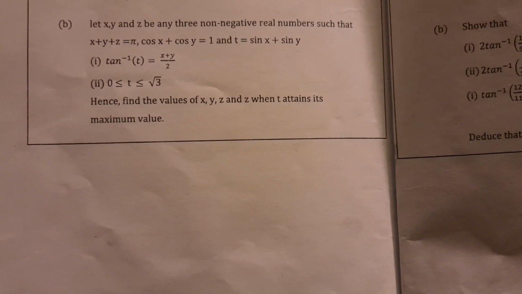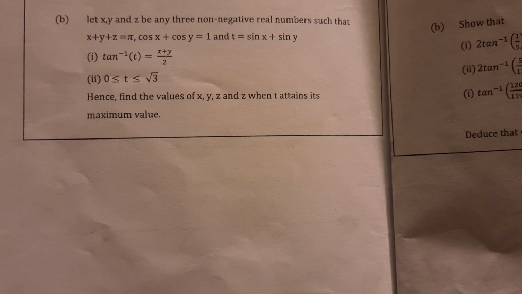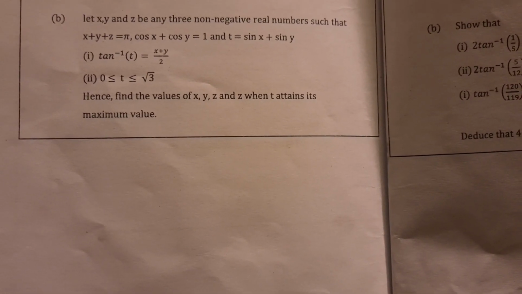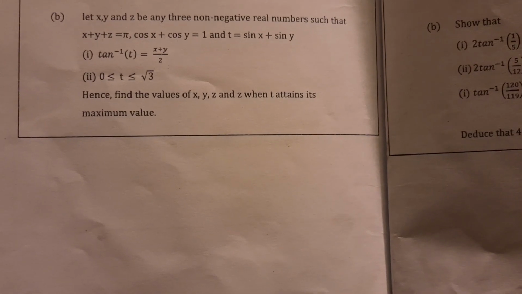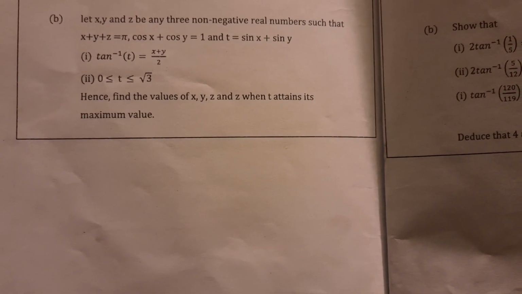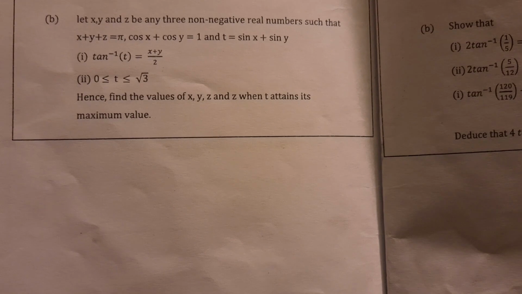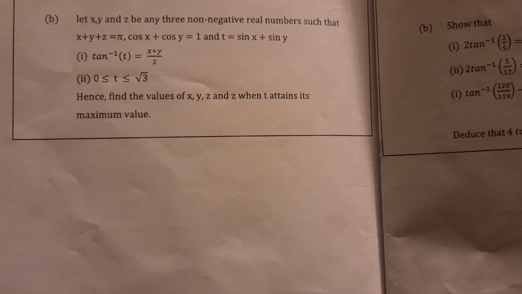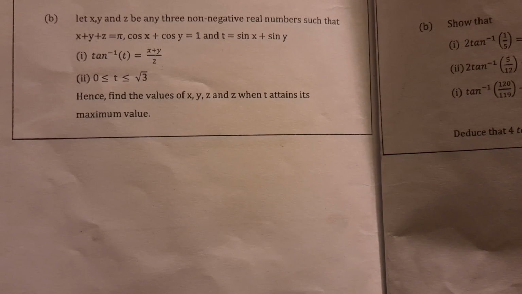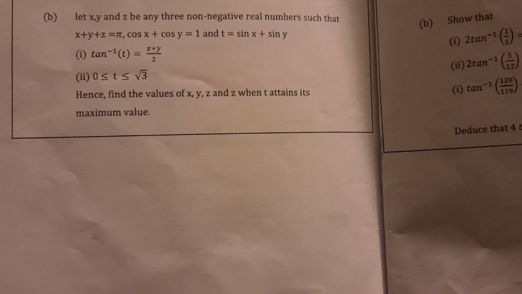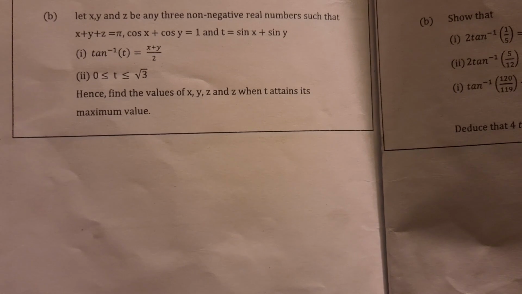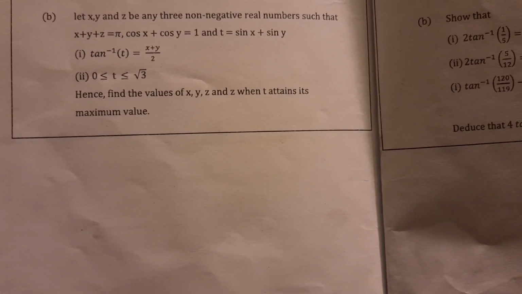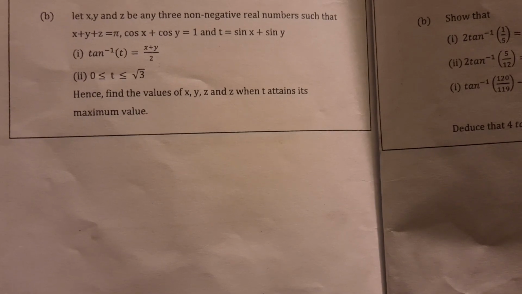So the question is: let x, y and z be any three non-negative real numbers such that x + y + z = π, cos x + cos y = 1, and t = sin x + sin y. Then they tell us to show that tan⁻¹ t = (x + y)/2 and that t is greater than or equal to 0 and less than or equal to root 3. And after showing both of those, finally they say hence find the values of x, y and z when t attains its maximum value.